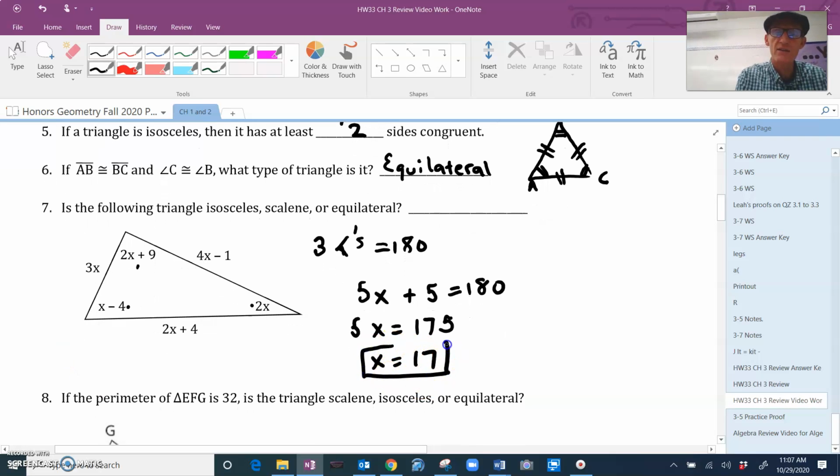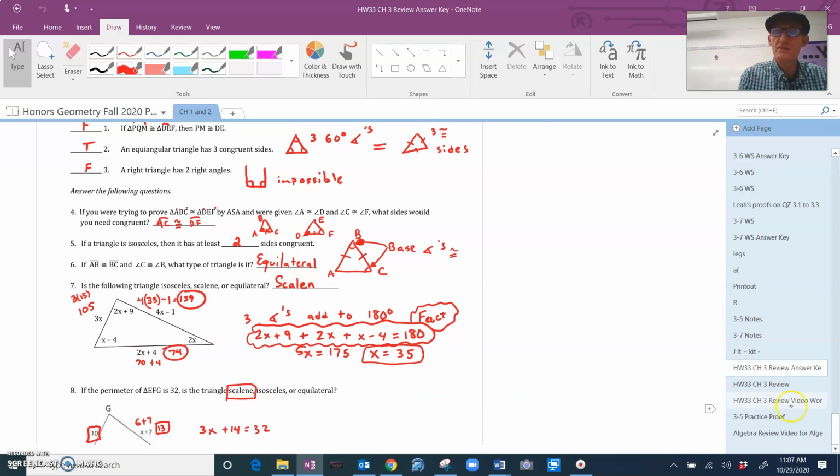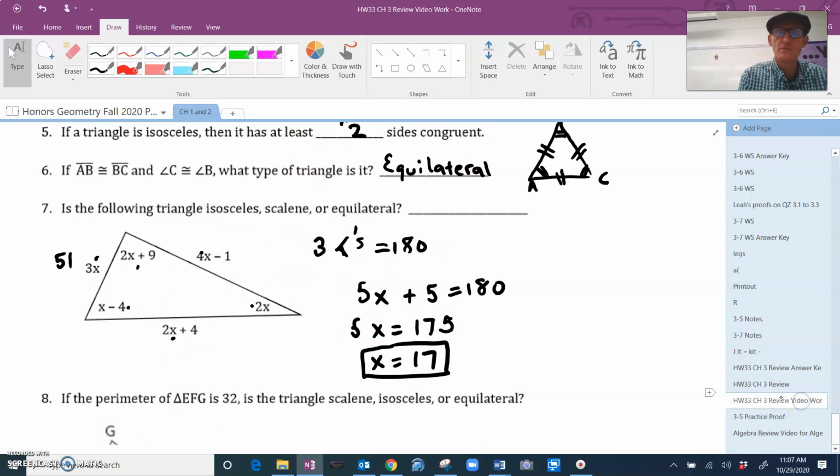Now, what we do for x then is substitute it in here, here, and here. Now, 3 times 17 is 52. Oh, no, 3 times 17 is 51. 4 times 17 minus 1 is, what do I have for the answer key here? I got to look. Oops, x isn't 17. It's 35, I was thinking 17. So x is 35, I made a mistake there.